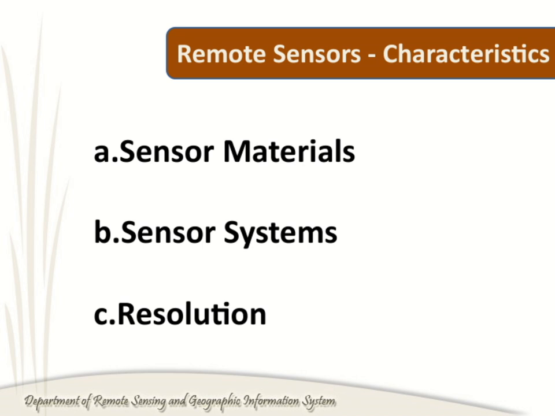Now, focusing on remote sensors, let's discuss some key characteristics. Remote sensors are fascinating because they can collect data from a distance without physical contact. This makes them ideal for monitoring large or inaccessible areas, like forests, oceans, or even space.